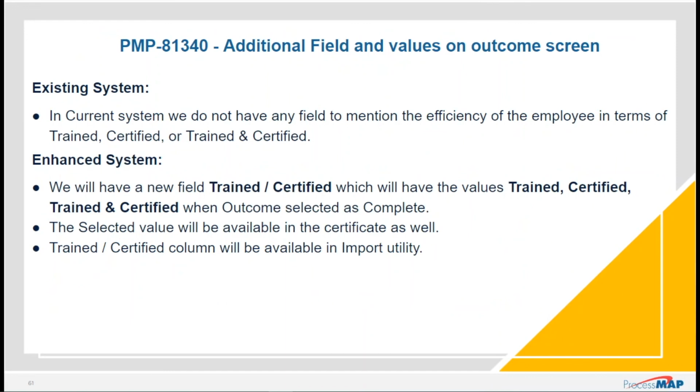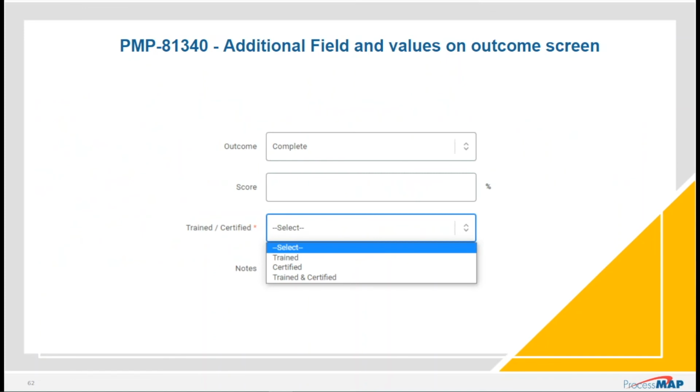Our other update to the Learning Management module is a configurable enhancement that gives an additional field and value on the Outcome screen. We now have a new field called Trained/Certified, which will have the values trained, certified, or trained and certified when outcome is selected as complete.